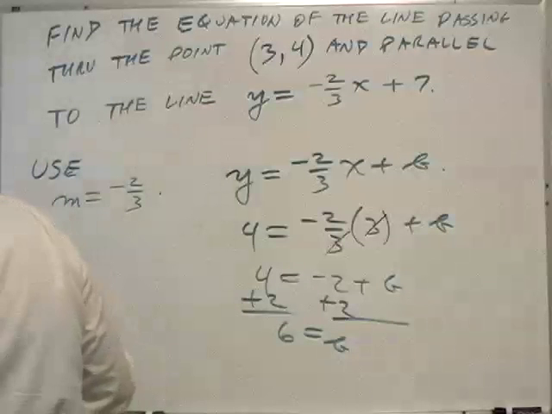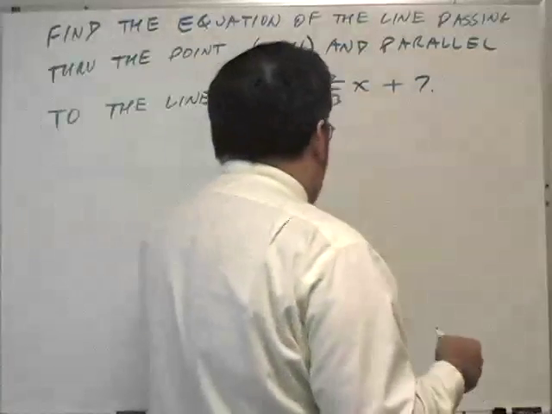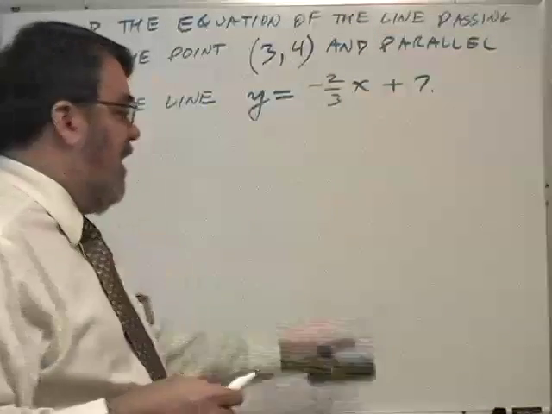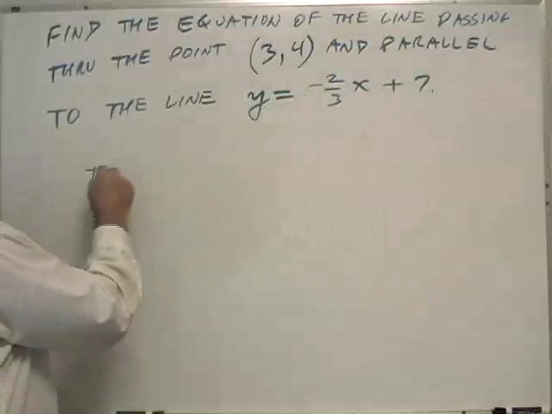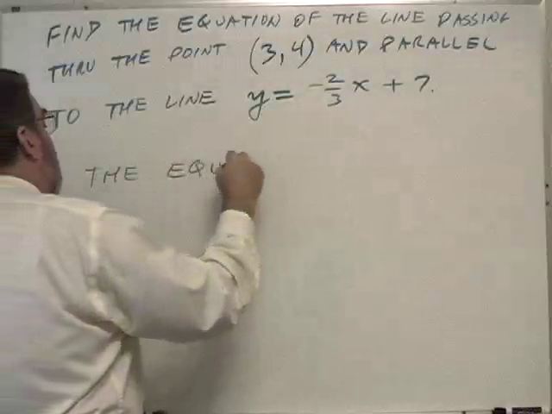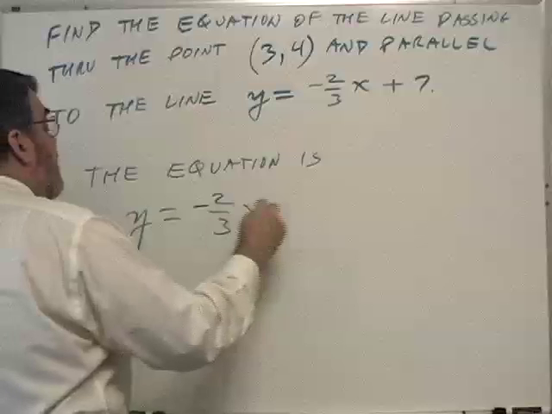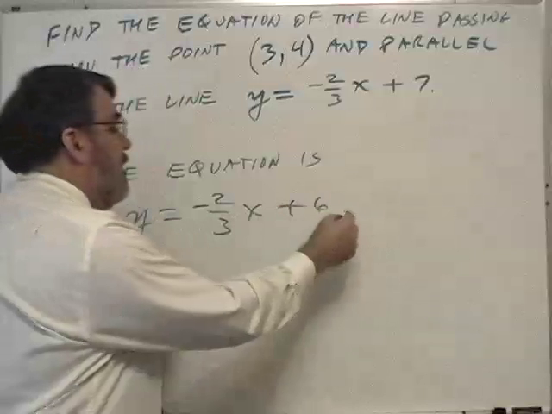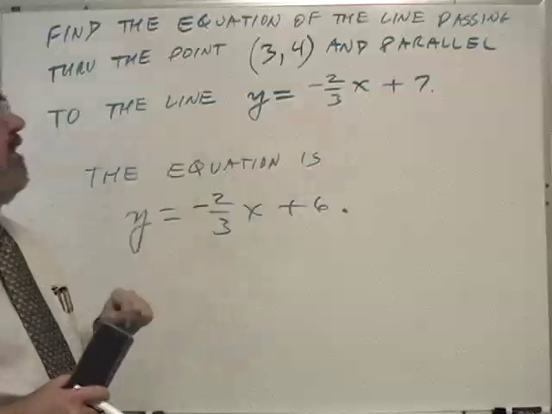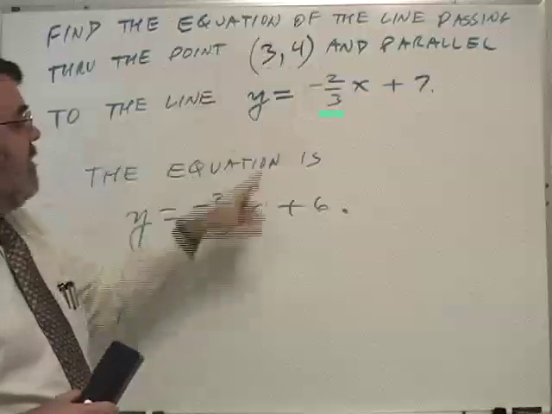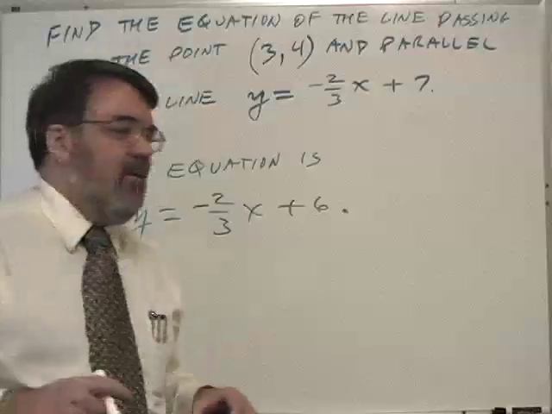All right, so let me write the answer to the problem. And by the way, when you do your work, I want to see your work, so don't erase your work. I do want to see it. Okay, so the equation is y equals negative 2/3 x plus 6. And this is easy to verify. It has the same slope as the parallel line, and it's easy to verify that (3, 4) solves this equation correctly.